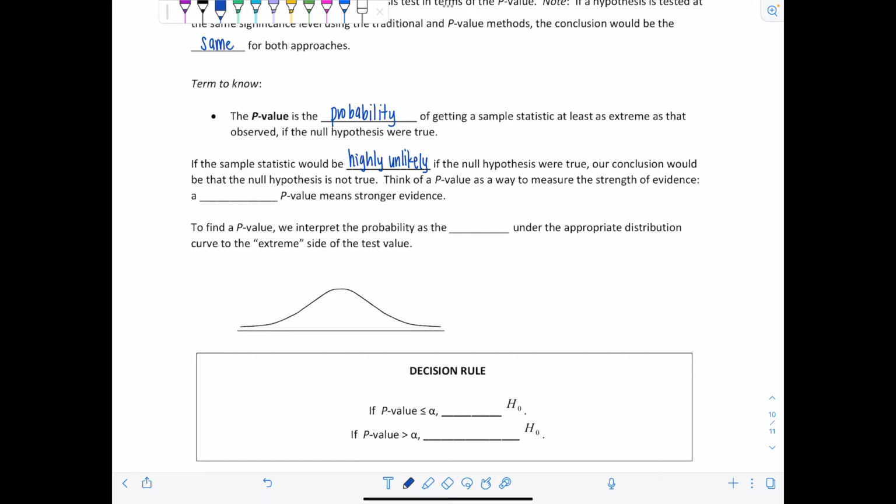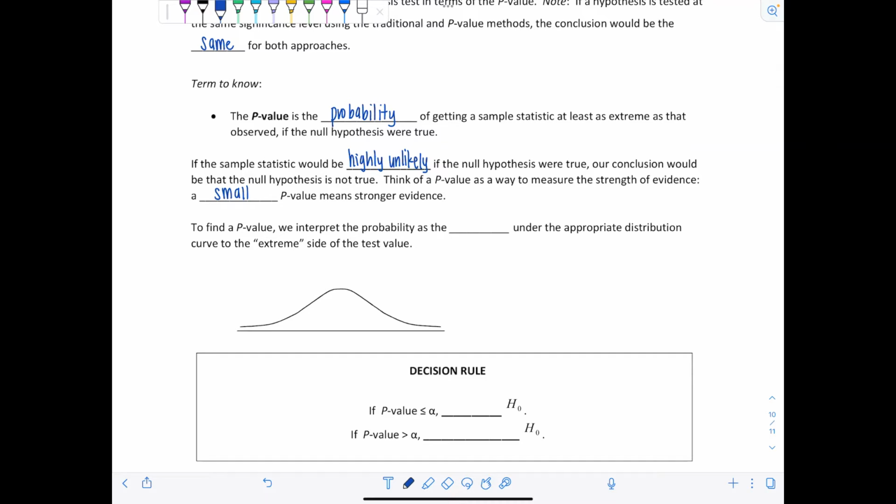So basically, if the sample statistic is almost impossible to happen, assuming the null is true, then you go, oh, well, I got a sample with that mean or whatever. So that means my initial assumption of whatever the null is must be wrong. Think of the p-value as a way to measure the strength of evidence. A small p-value means stronger evidence.